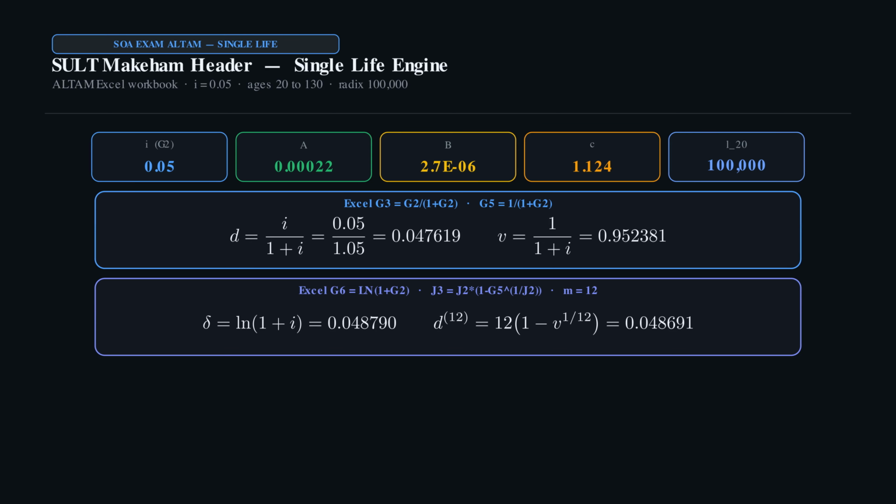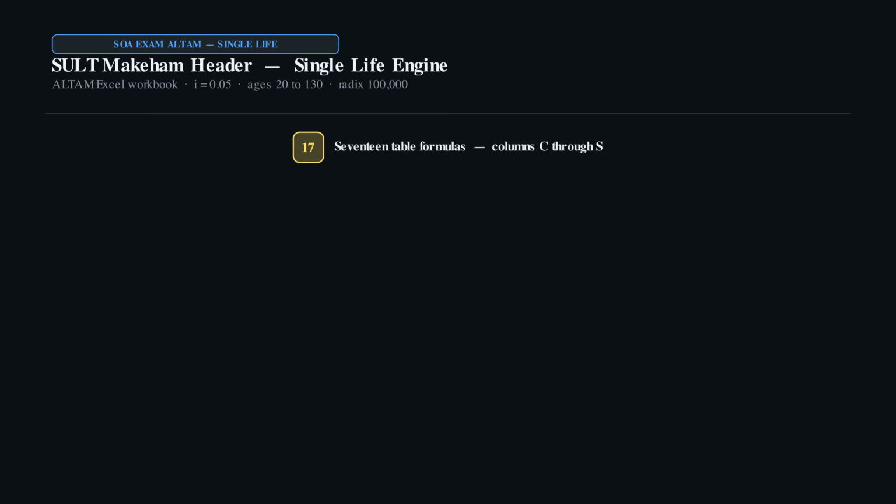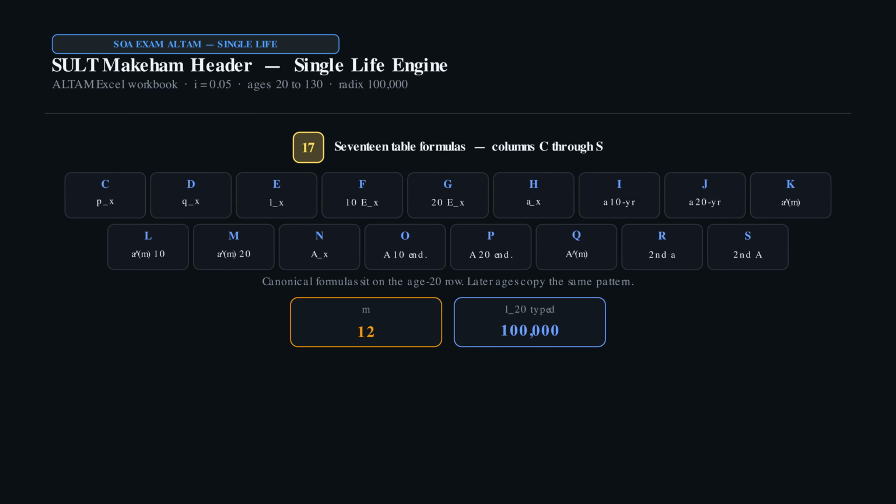0.048790. Payment frequency M is 12, and D to the M is 12 times 1 minus V to the 1/12, 0.048691. Makeham A is 0.00022, B is 2.7 times 10 to the minus 6, and C is 1.124. The radix at age 20 is 100,000. The table runs from age 20 to 130.